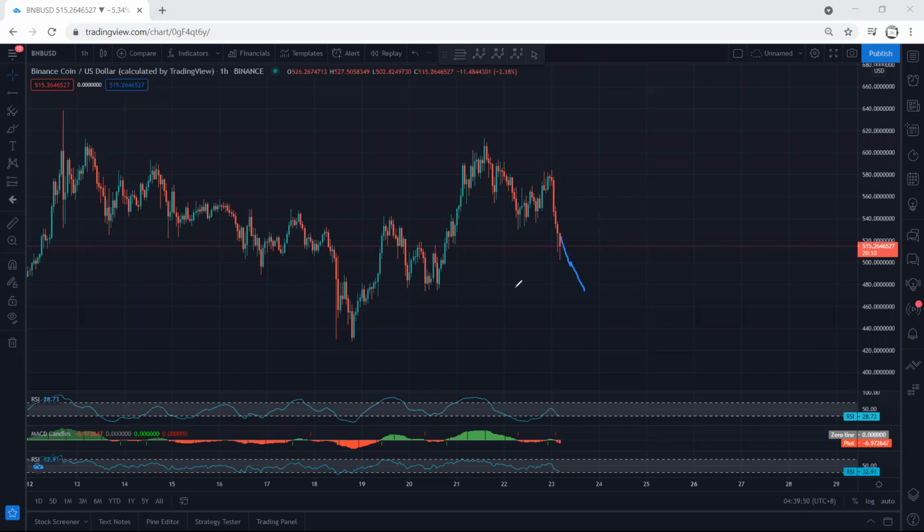But if there is a continuation and price breaks this low, then we will have expanding, and mostly we can expect the price to retest the previous low. And what I want to say is that right now we don't have any trade setup, either for sell or buy. We have to wait and see what we get here.